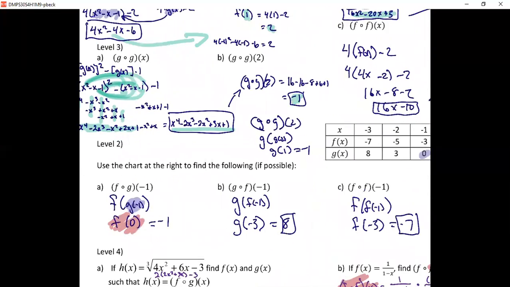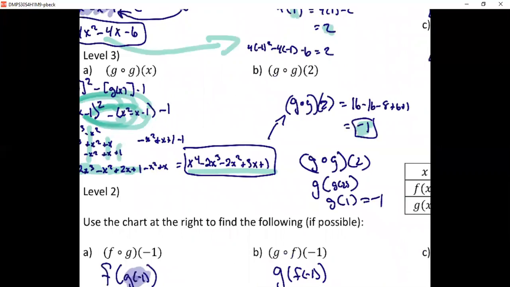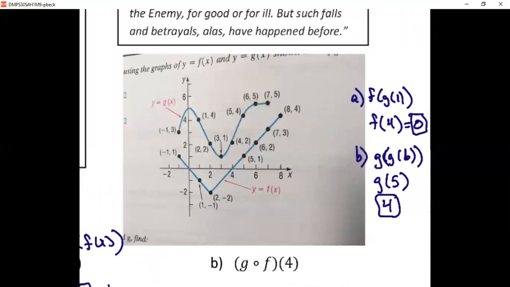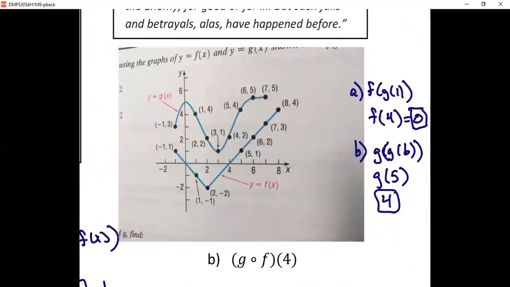Now, I said numerically, we did this algebraically, but we could also have a graphical representation. Something I just threw on here right at the very end. I took a picture of something in the book, and I said, hey, what is f of g of 1? We know that g is the upper function, so g of 1 is 4, and now we'll say, what is f of 4? 0.